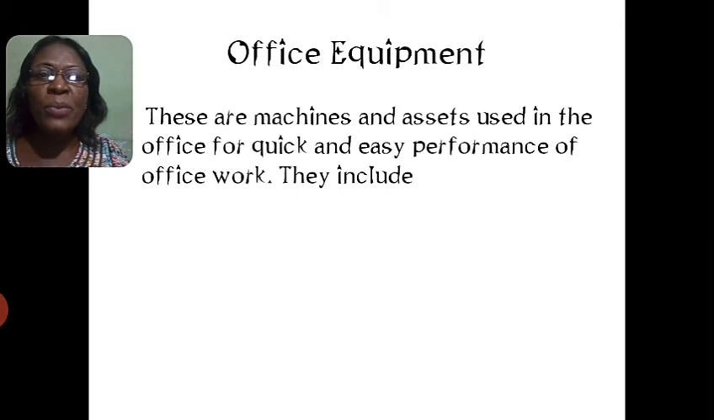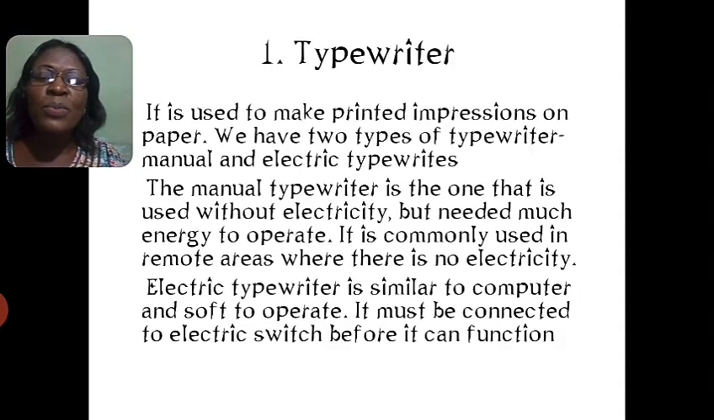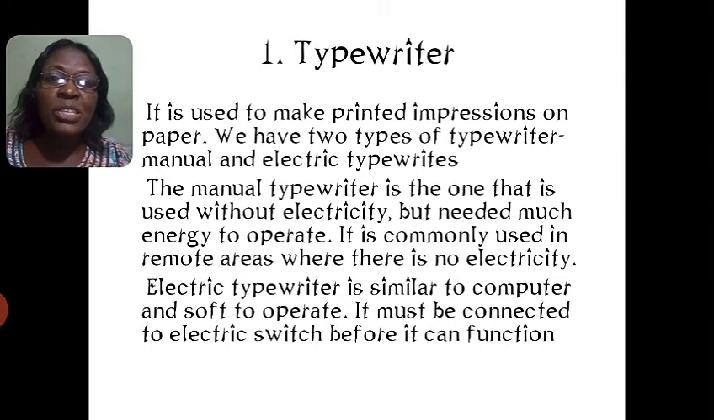Then, office equipment. These are machines and assets used in the office for quick and easy performance of office work. So these machines help the work done in the office to move faster. One of these equipment is the typewriter. The typewriter is a machine used to make printed impressions on paper.